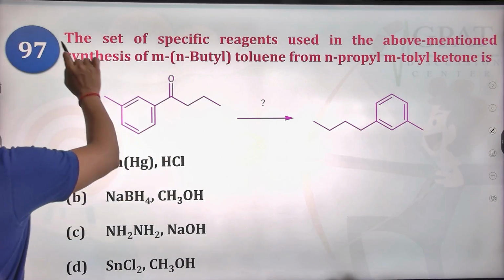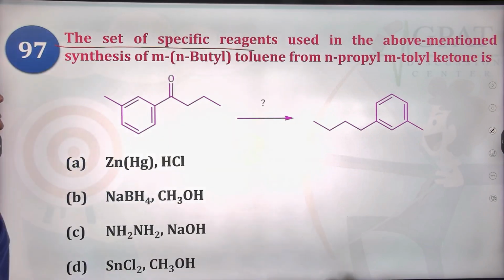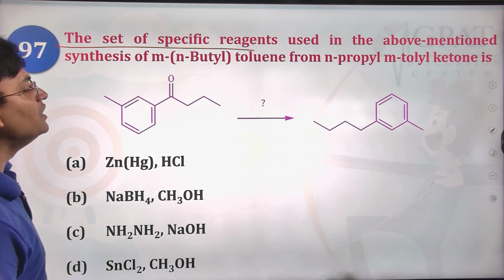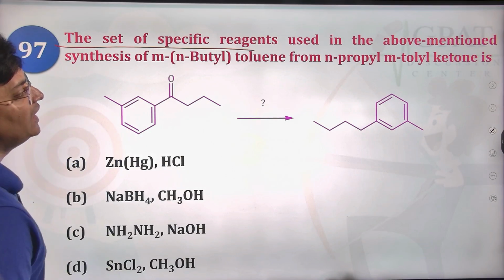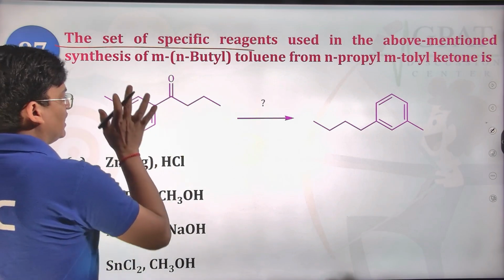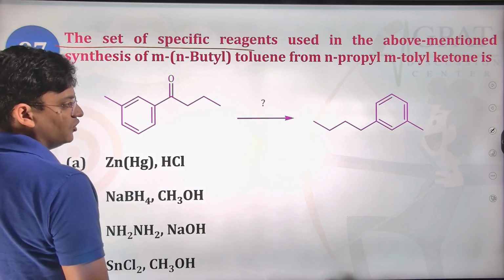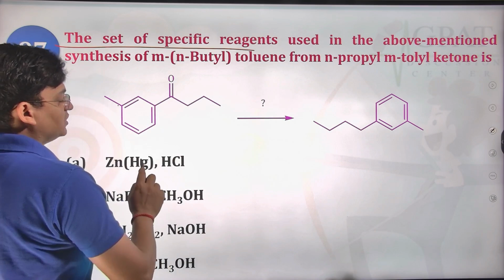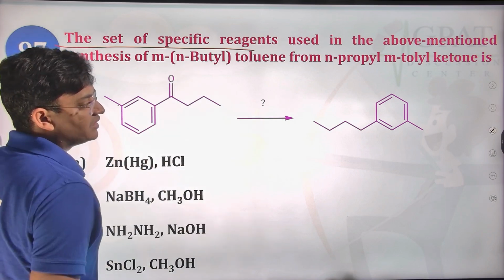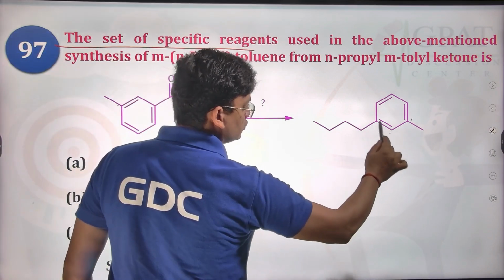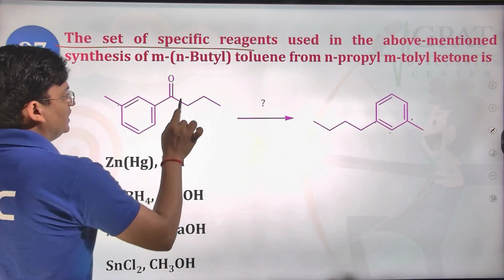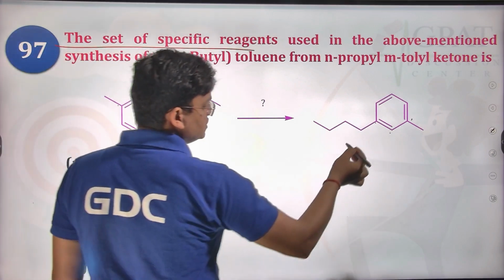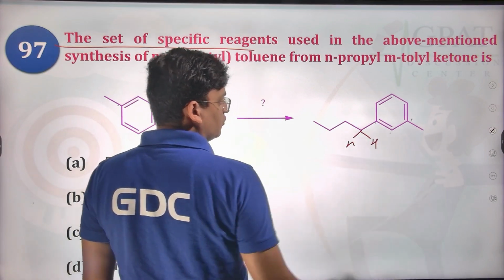Next question, we have the set of specific reagents used in the above mentioned synthesis of n-butyl toluene from n-propyl m-tolyl ketone. So basically we have this and this. If you simply look, we have a benzene ring with a methyl substitution, and a chain substitution at the meta position. The only change seen is that the C=O group is reduced into a CH2 group.